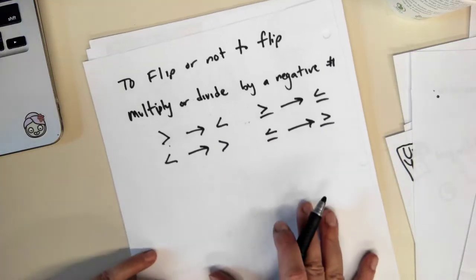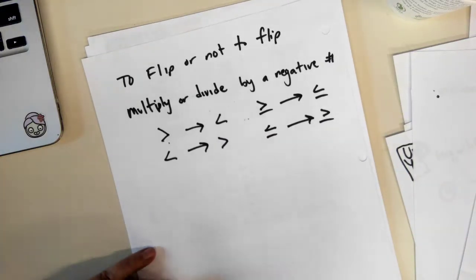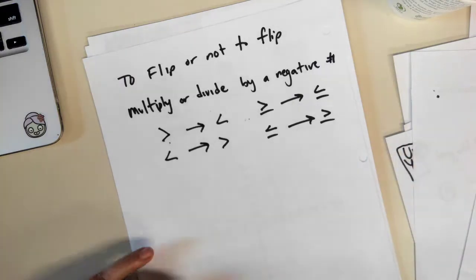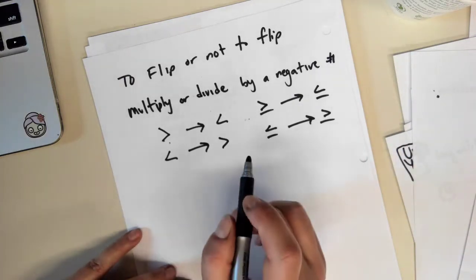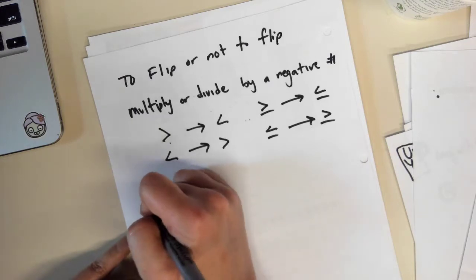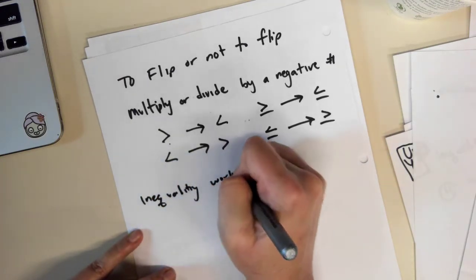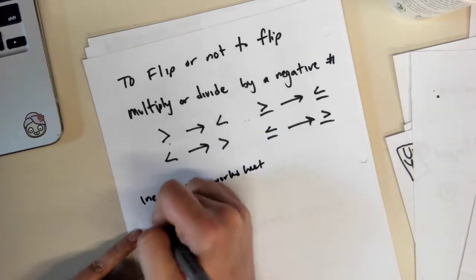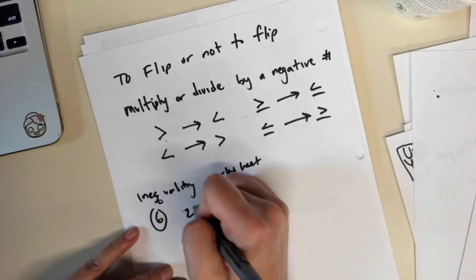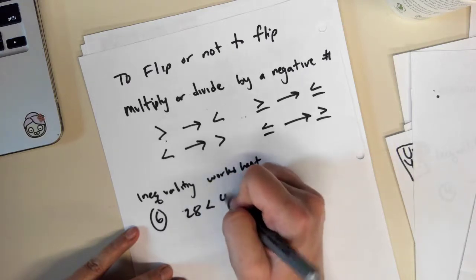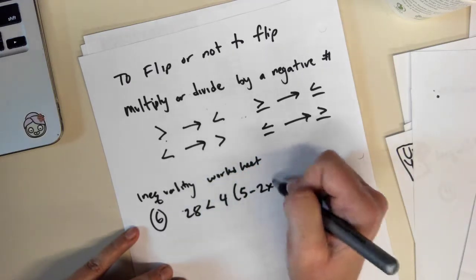I'm going to try and avoid all this by keeping the heavy variable where it is so we never have to divide by negatives. Watch this. Let's look at the inequality worksheet, and we're going to look at number 6. Number 6 is 28 is less than 4 times (5 minus 2x).